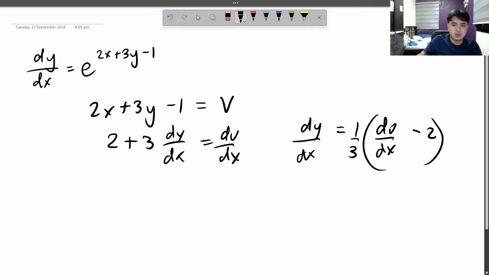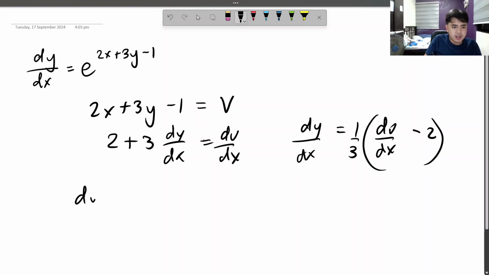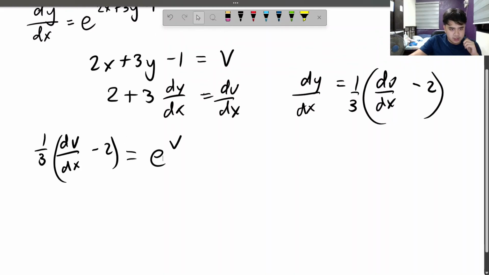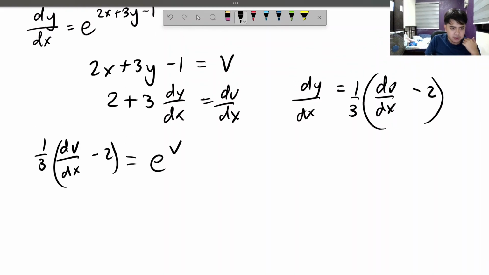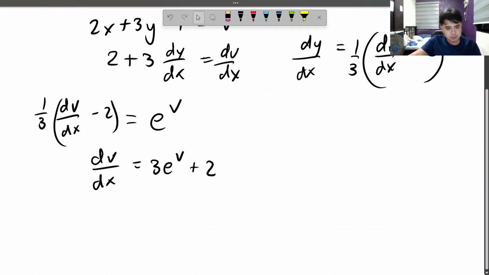And we're going to fix that later. So let's go. We replace dy over dx with 1/3 dv over dx minus 2, parentheses, don't forget, equals e to the v. And now from here, we can isolate dv over dx. So we multiply first by 3, then we add 2 in order to get dv over dx by itself.